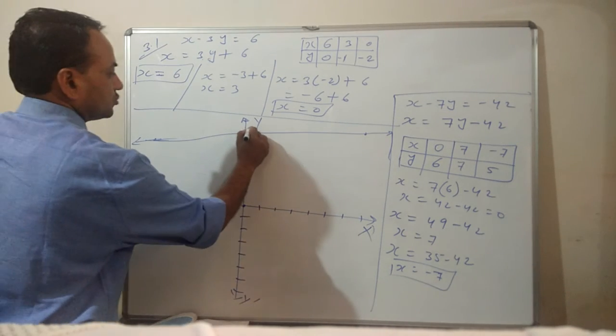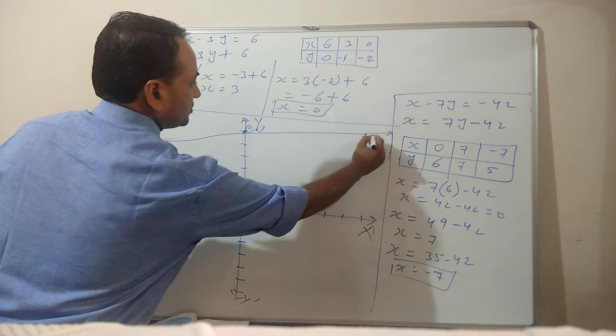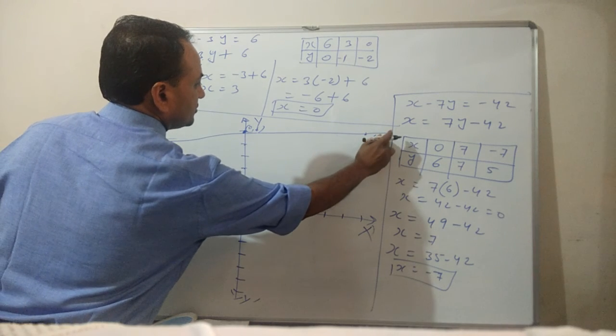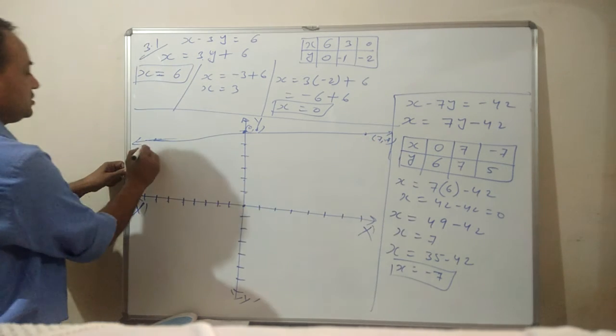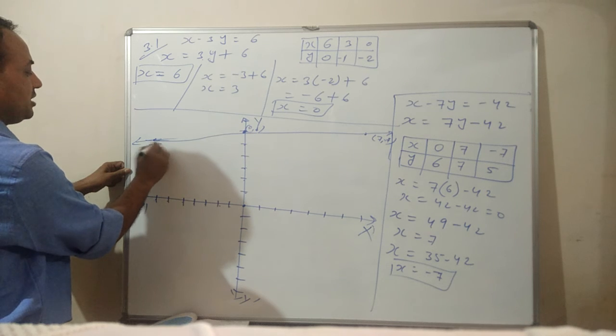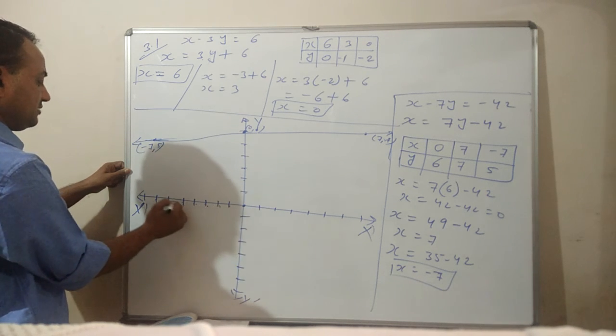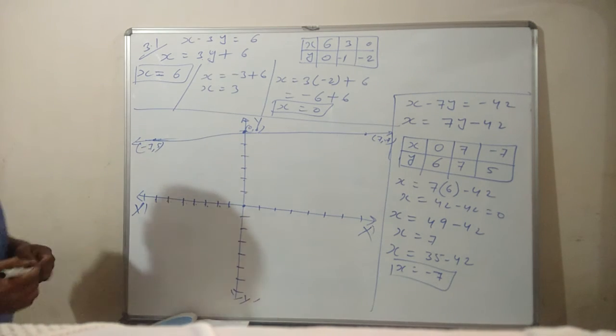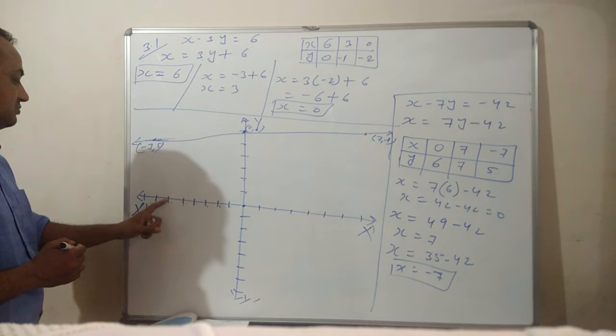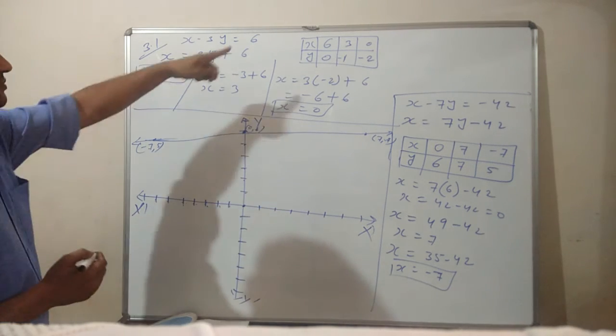Here the coordinate is (0, 6). Here the coordinate is what? That is (7, 7). And here the coordinate is what? (-7, 5): 1, 2, 3, 4, 5, 6, 7 and 5. Right. Next one, this one.